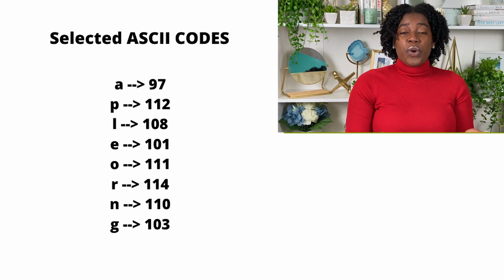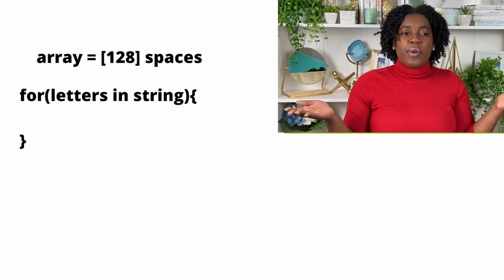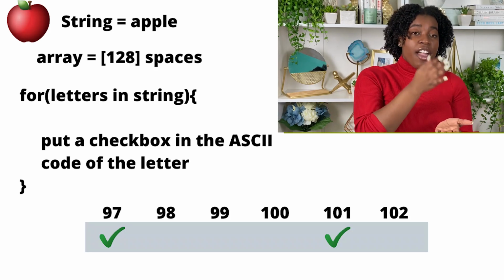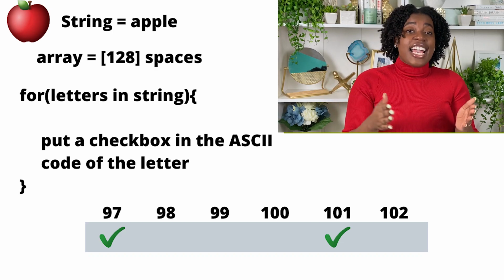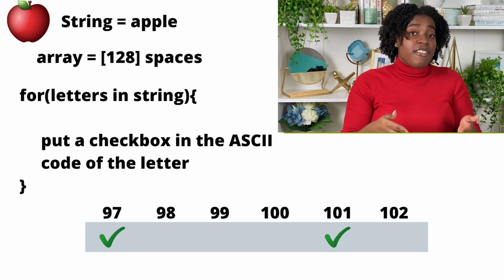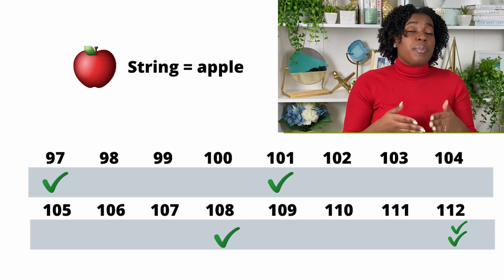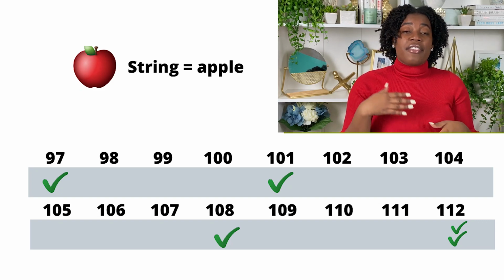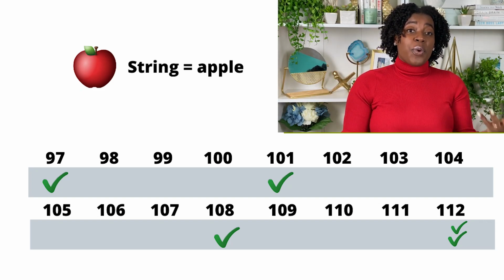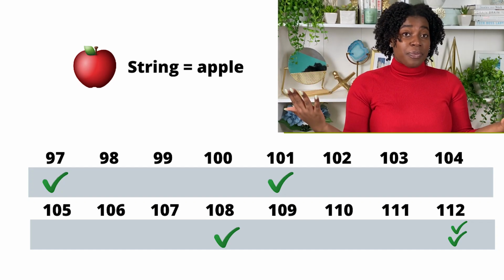So essentially what we're going to do is iterate over our given string. Let's use Apple. And what we're going to do is at every single character, we're going to put a checkbox inside of their unique value in our array. If we were to use the word apple, we would put a checkbox in either 97 or 65, depending on if the A was capital or lowercase. And we would continue to do that until we got to the end of the string.